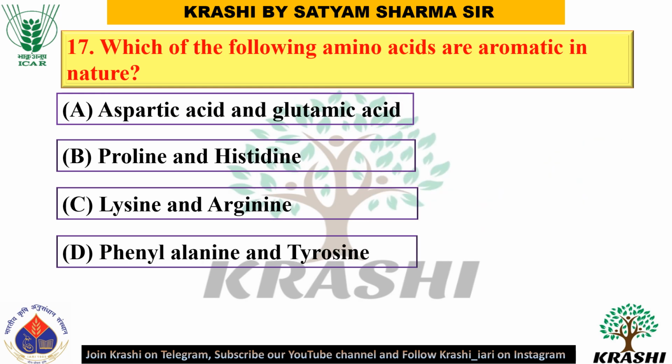Which of the following amino acids are aromatic in nature? The correct answer is option number D, phenylalanine and tyrosine.